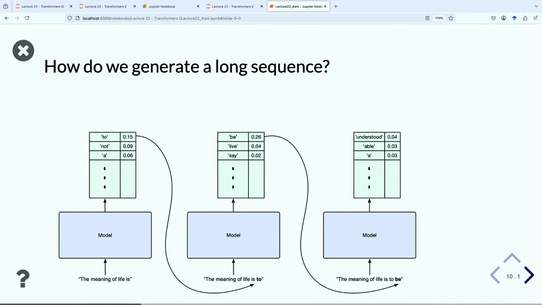The meaning of life is to be understood. The meaning of life is to be able. The meaning of life is to be a. All of these sound roughly correct, right? There doesn't seem to be anything wrong with any particular choice, which is probably why the probabilities of these choices are very close together. So we just choose one. We could choose the most probable: the meaning of life is to be understood, and we go on and on and on. Okay, that's how inference works.